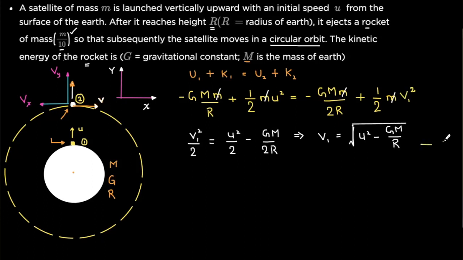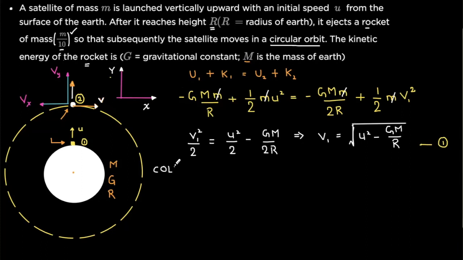So you are on the right track, don't worry. So this is the velocity in which direction? Along the y direction for the satellite, just before the rocket is about to eject out of it. Now what we will do? We will conserve the momentum along the x-axis and along the y-axis.